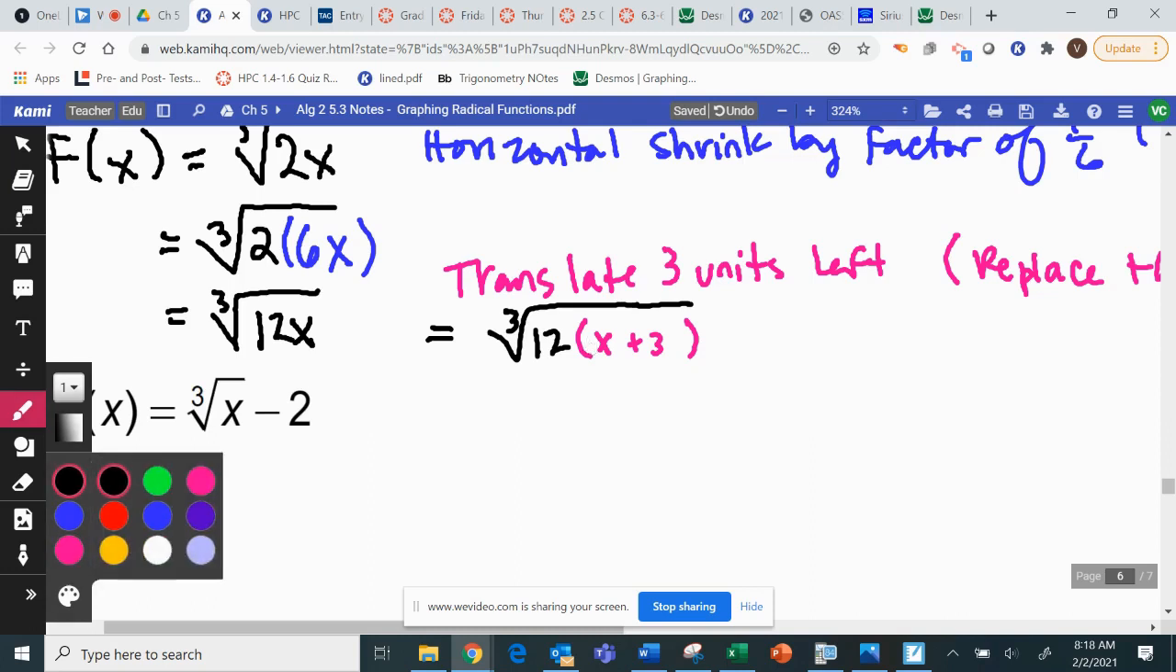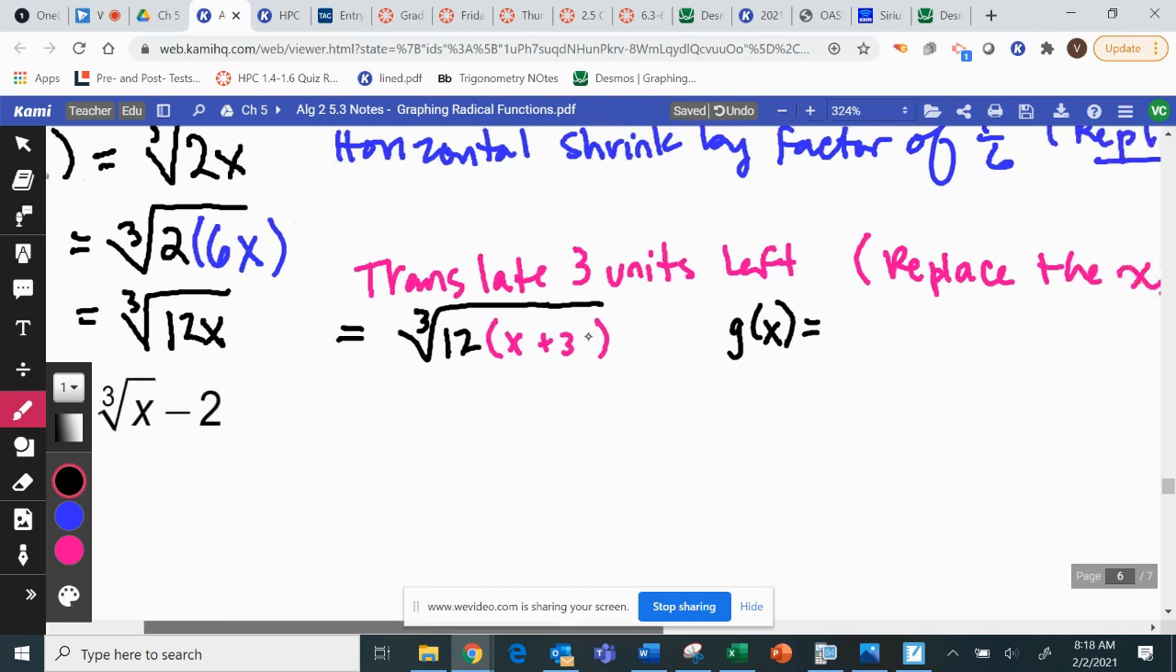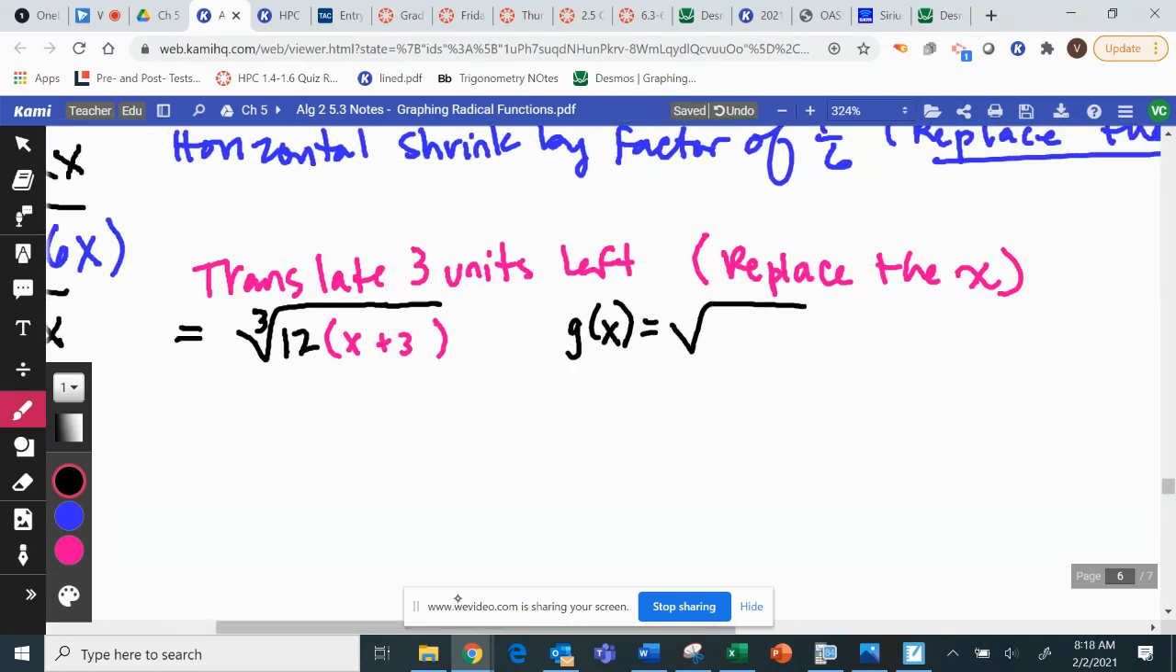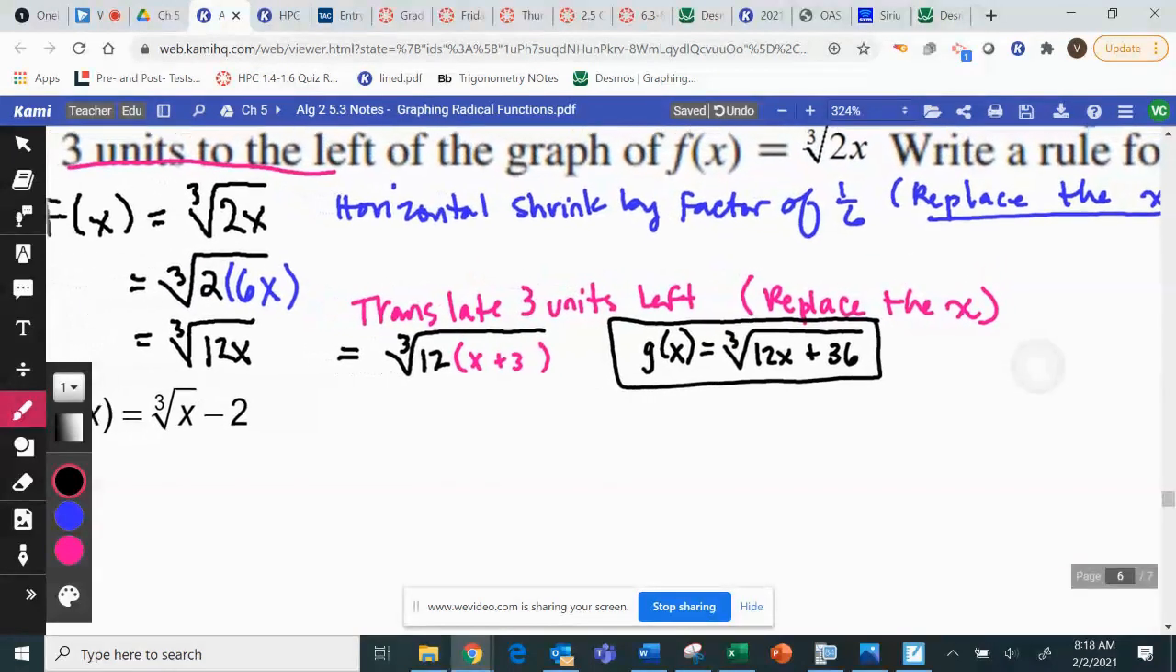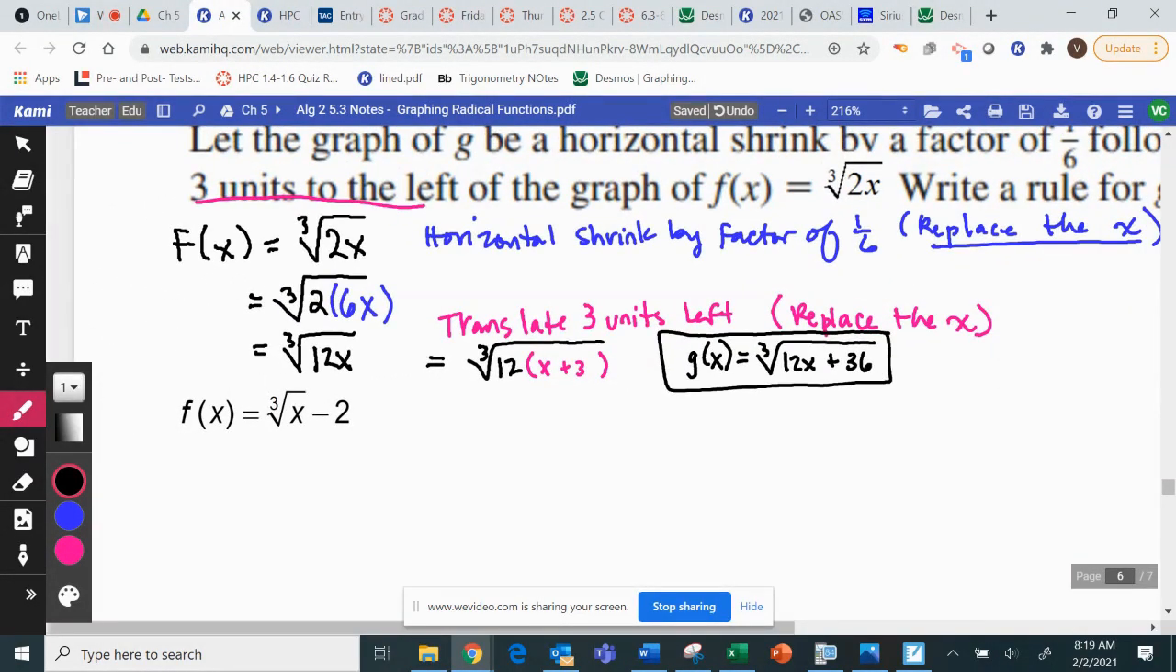So then the last thing we do is simplify. And to simplify this, I will distribute it. So my final answer will be g of x equals, and distribute that, and I get cube root 12x plus 36. So when I did this in the answer keys, I wrote down what I was doing in a color, and then I did that thing in the same color so you can follow to see if you're making any mistakes.